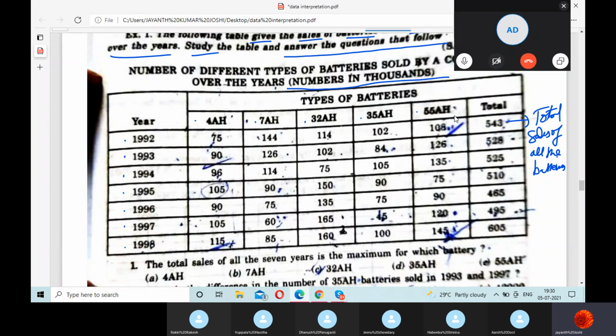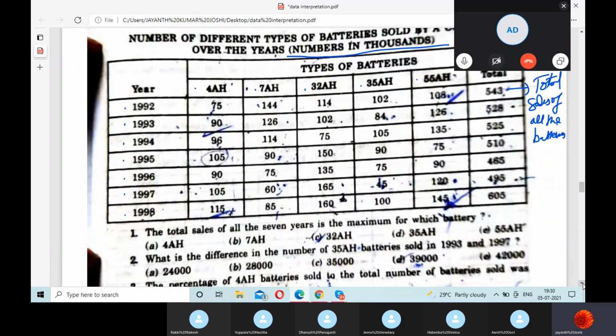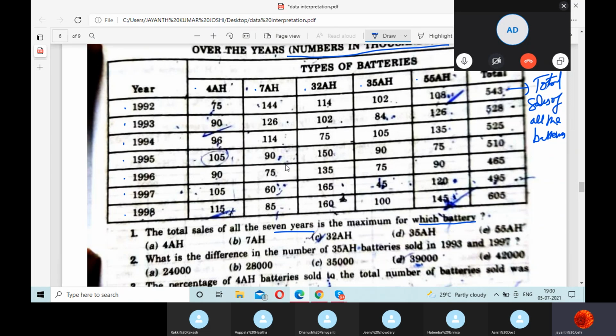Now the first question to you is, the total sales over the 7 years is maximum for which battery? They are asking which battery has the maximum sales. You should not add, you should see which battery column has the bigger figures. Here you see 75. When I compare all the figures, 144 is the biggest, and the second biggest is 114. Correct? All of you, yes or no?